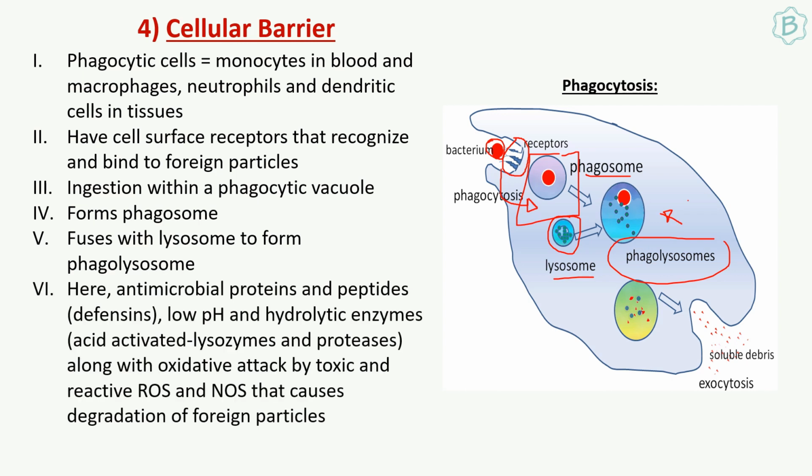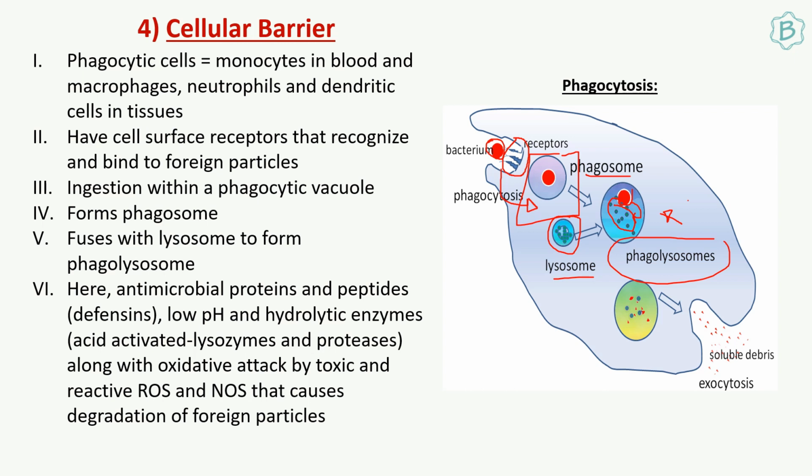What happens now is that this lysosome, as you must know, has a very low pH and it has many hydrolytic enzymes as well, such as acid activated lysozymes and proteases, and there are defensins present as well. Together all of these will help in degradation of this bacteria. So you see now that this bacteria is slowly getting degraded into many tiny pieces. This is happening because of the acidic pH and the action of the enzymes.